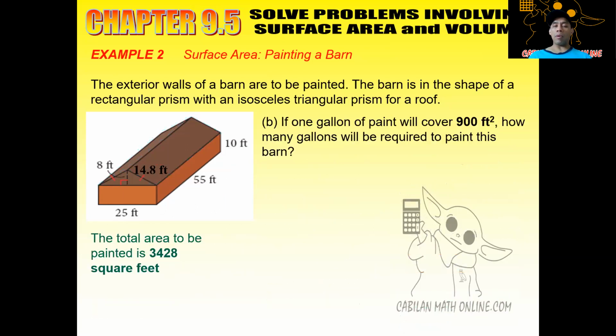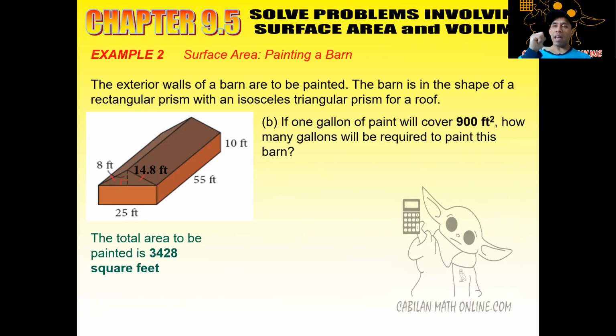is using what we had from the previous answer, and I've moved it to the left there. It says here 1 gallon of paint will cover 900 square feet. How many gallons will be required to paint this barn? Okay, so the way we're going to look at this, we're just going to think about this logically, is that we need to cover 3,428 square feet. Okay, and then this question is asking us how many gallons do we need in order to cover that amount.